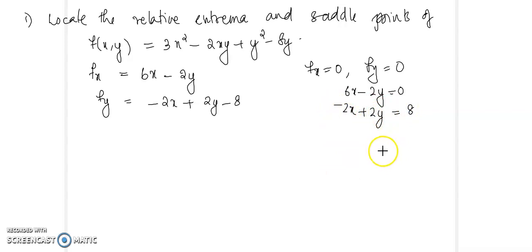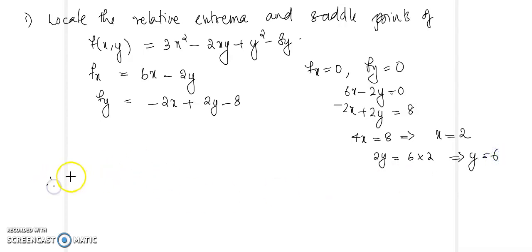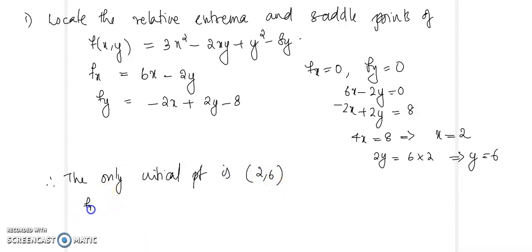Upon adding the equations, 2y will cancel off. So you will get 4x equal to 8, which implies x is equal to 2. When x is equal to 2, you will get 2y equal to 6 into 2, which implies y equal to 6. This is a system of linear equations, so it will have a unique solution. Therefore, the only critical point is the point (2, 6).